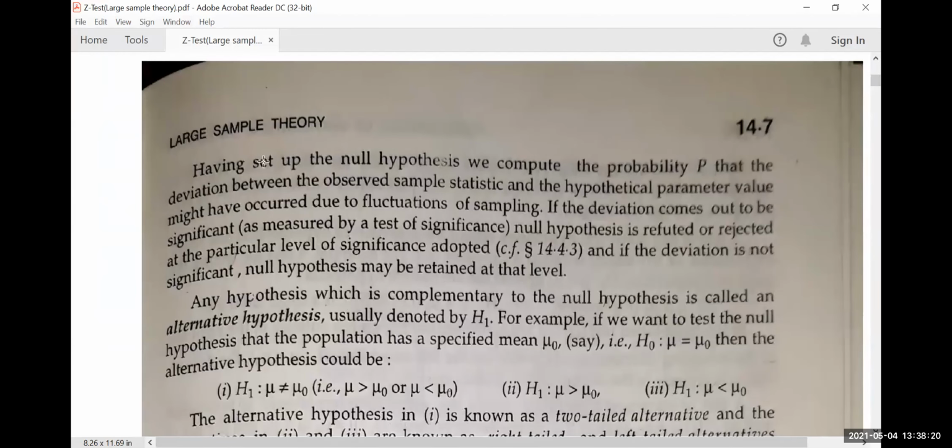Now, having set up the null hypothesis, we compute the probability P that the deviation between the observed sample statistics and the hypothetical parametric value might have occurred due to the fluctuations of sampling. ठीक है जी, हम प्रोबेबिलिटी कैलकुलेट करेंगे किस चीज की, दोनों की डेविएशंस की, यानी टी की और एक्सपेक्टेड ऑफ टी की. If the deviations comes out to be significant, null hypothesis is rejected.